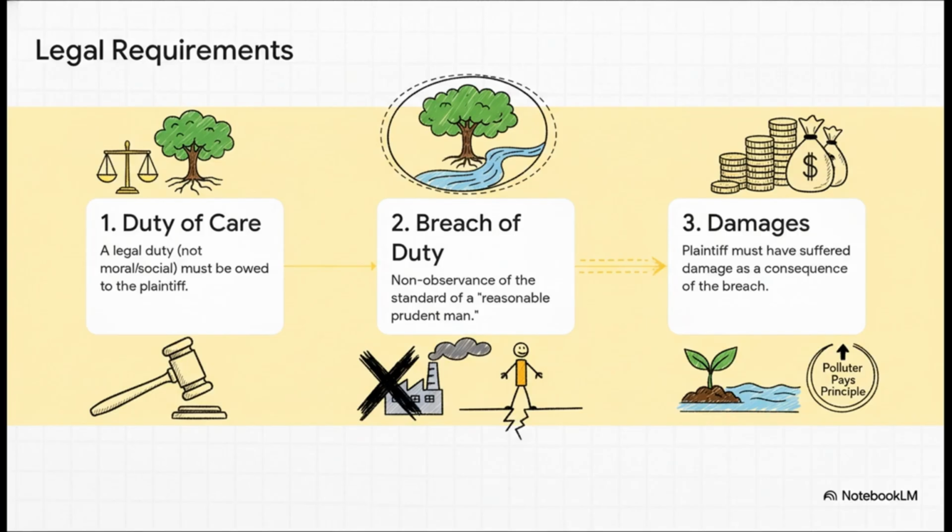Second, the plaintiff must demonstrate a breach of duty. This is where the objective, reasonable man standard is applied. The question is asked, did the defendant's conduct fall below the standard of care expected of a reasonable person?